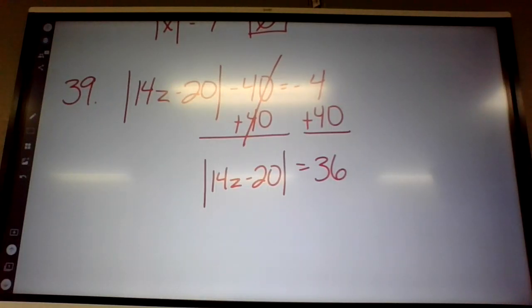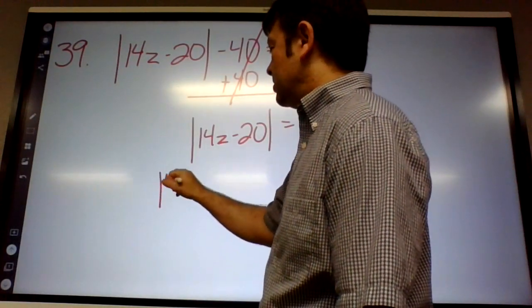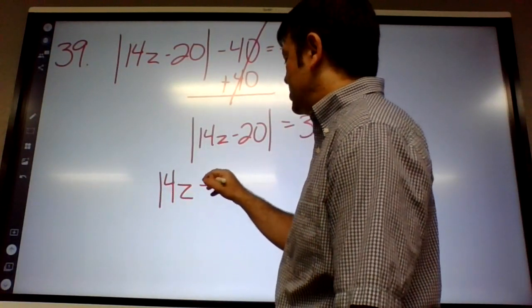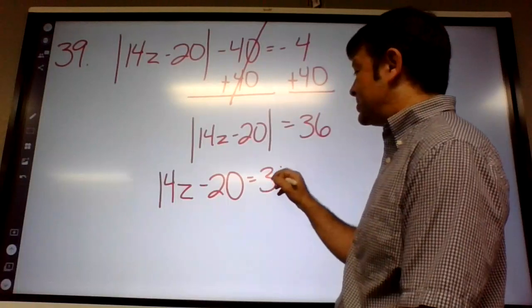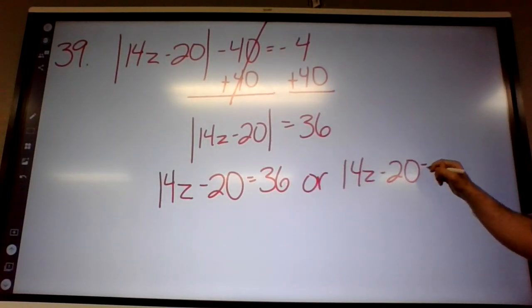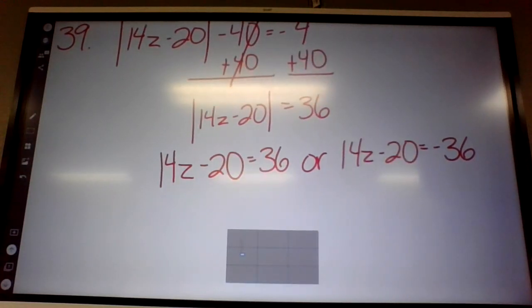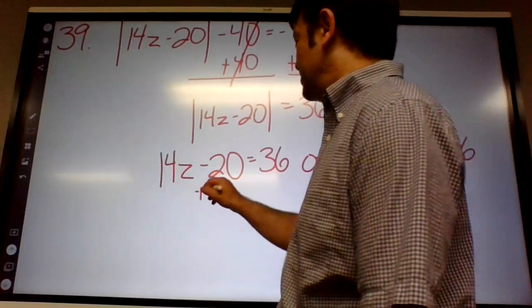What do we do now that we got just the absolute value over here? Yes, you split it, it makes an OR statement. 14z minus 20 could equal 36, or 14z minus 20 could equal negative 36. Is it 14? Yeah, because we added 4z and 10z together. Oh, okay. Anyway, and you do normal stuff after that.